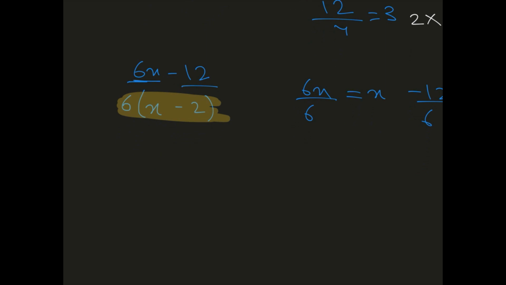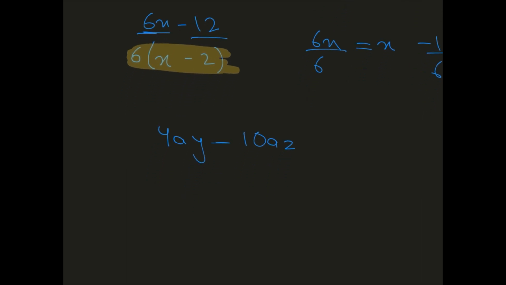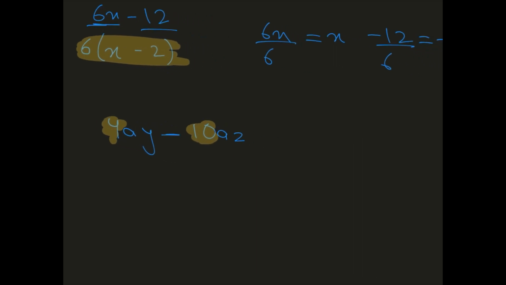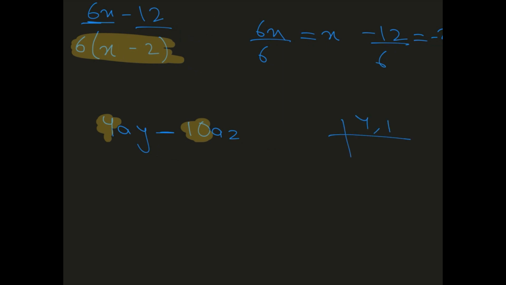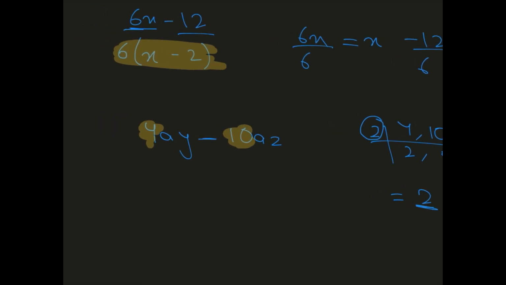Now let's look at another example. Let's say you had 4ay minus 10az, right? Now as you can see, 4 and 10 are not multiples of 4. The highest common factor of 4 and 10 will not be 4. So when you list down their common factors, 2 times 2 will be 4 and 2 times 5 will be 10. So the only common factor they have is 2. So their highest common factor will be 2. So the only number that you can take out common will be 2.